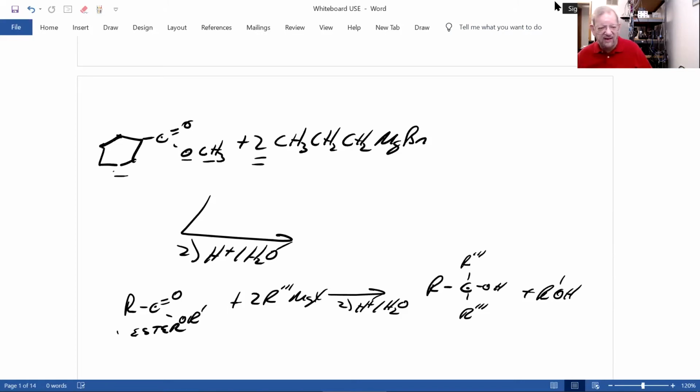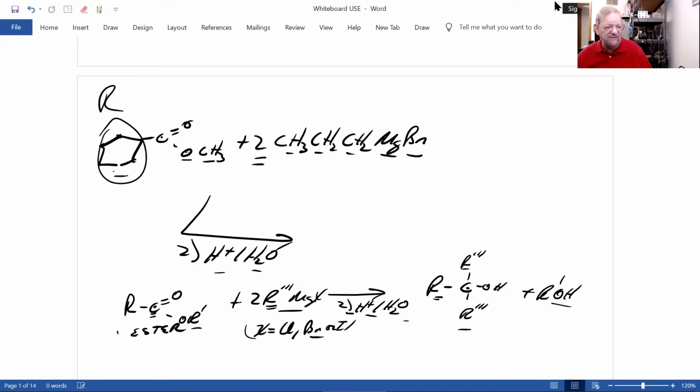Two of something. Carbon, carbon, carbon, magnesium halide. And that's the Grignard. Remember here, X can be chlorine, bromine, or iodide. In this case, it's bromine. And what you get after a second step of acid and water, which we have here, you get two alcohols. First one, what's attached directly by a carbon-carbon bond to the carbonyl carbon is still attached. And then my two Grignards attached to that same carbon, you have an alcohol. Then the R prime from the ester is the other alcohol.